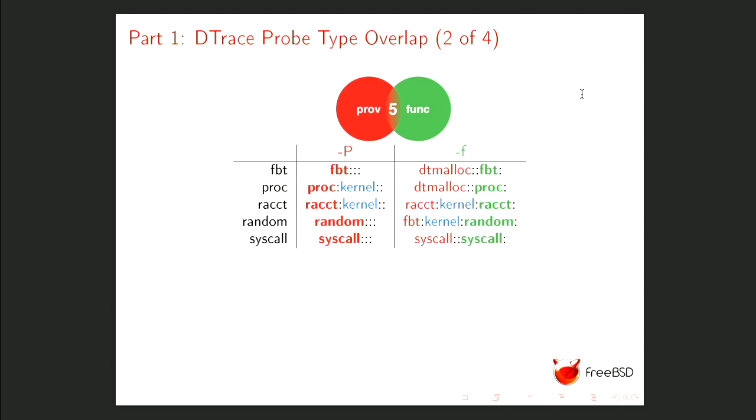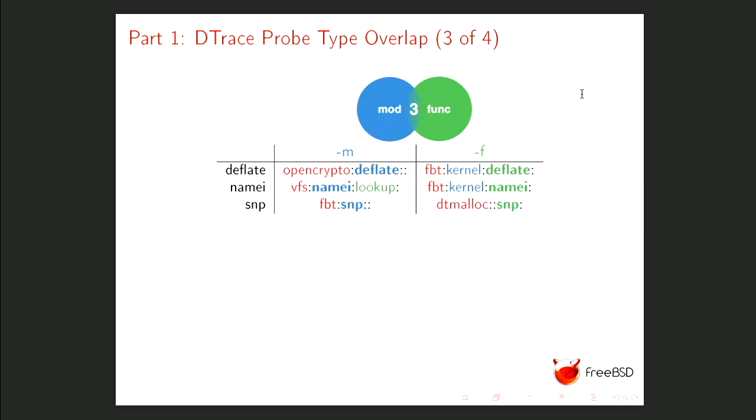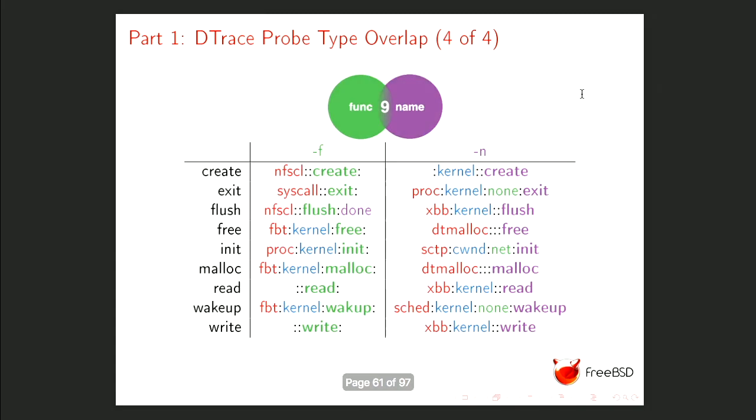So now DWatch is essentially, you can give me a dotted four-tuple with three colons or less all day long, I'll take it. But if you give me a single word with no colons, that's the magic. That's the only place where my algorithm is applied to intelligently select the probe for you. There's a little overlap for module and function category. There's only three there. Like namei is both a module in the VFS provider and a function in the function boundary tracing provider. And then there's nine in the function-name overlap.